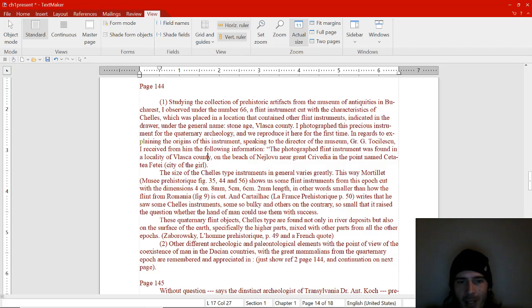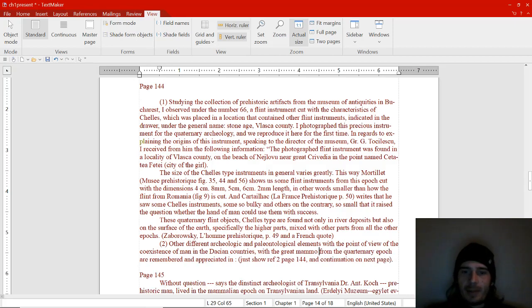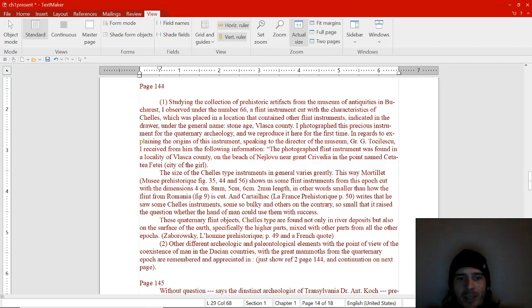Reference 2. Other different archaeologic and paleontological elements with the point of view of the coexistence of man in the Dacian countries, with the great mammoths from the Quaternary epoch are remembered and appreciated in just show reference to page 144.